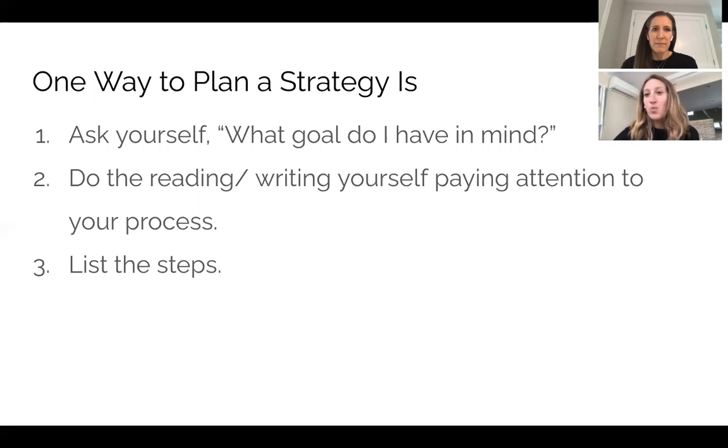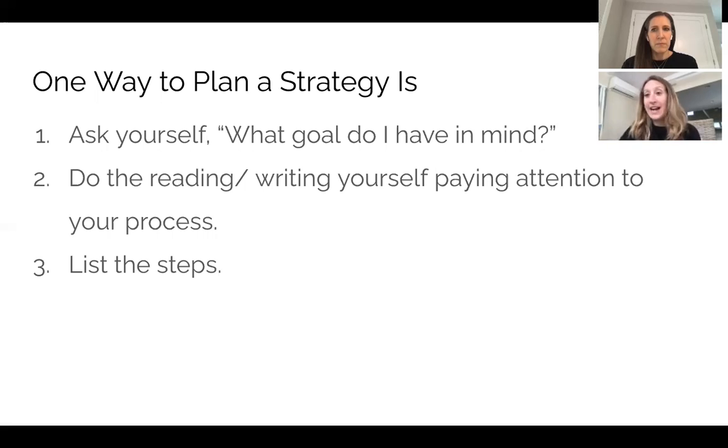So there's always more than one way to do anything as a teacher, and planning a strategy is certainly another one of those. So here's one way that we find ourselves using a lot. So first we ask ourselves, what goal do I have in mind for my students? And that's really important, that a strategy is aligned to something bigger that we want students to be able to do. The second thing we do is I actually do the reading or writing myself.